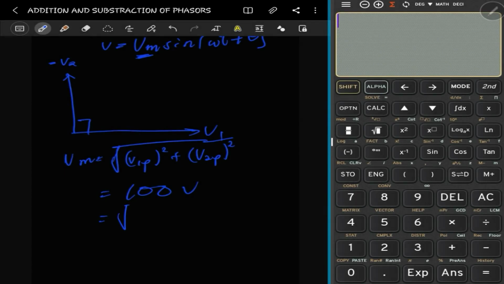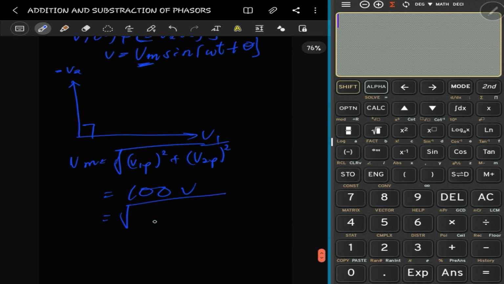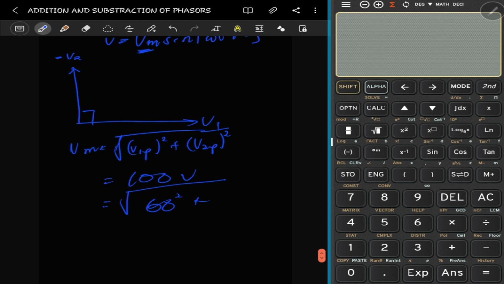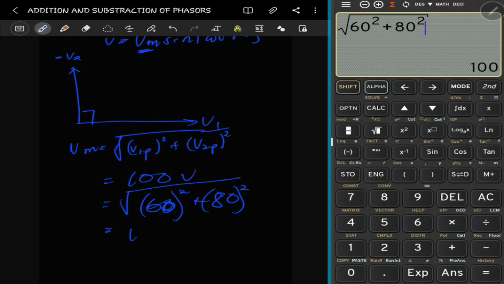But let's go over it one more time. The v1 peak was 60, so 60 squared. The v2 peak is 80, so 80 squared. At times the values can be negative, so you have to write them clearly, put them in brackets so it's easier, and you get the basic concept so you can apply it everywhere. So that gives us 100, but let's confirm. Yeah, that gives us 100. That we have written already.